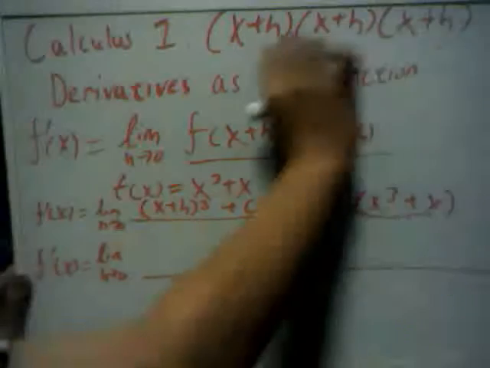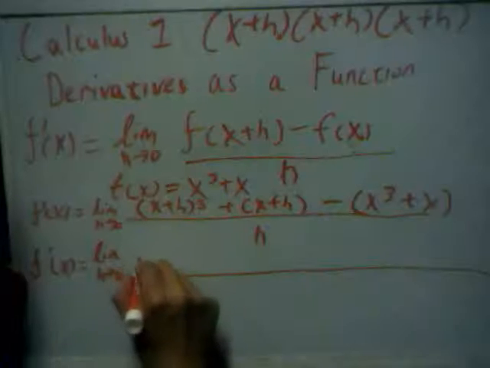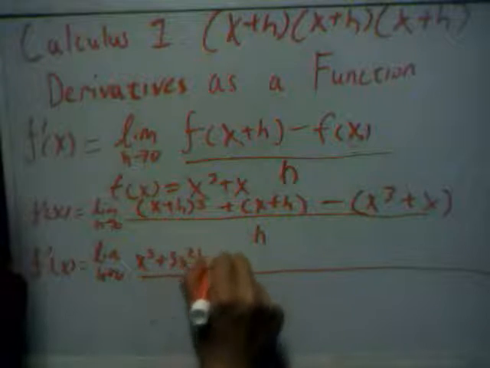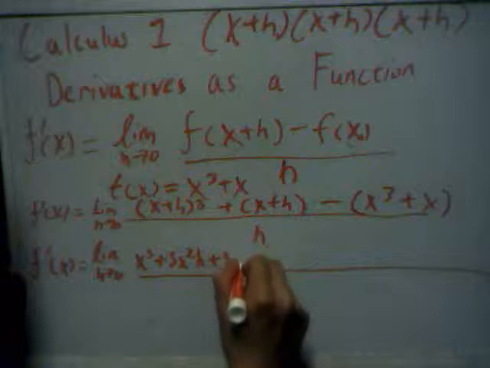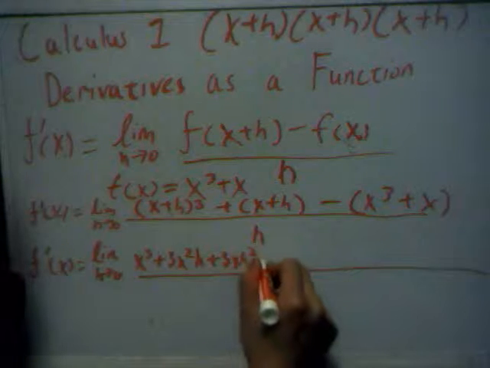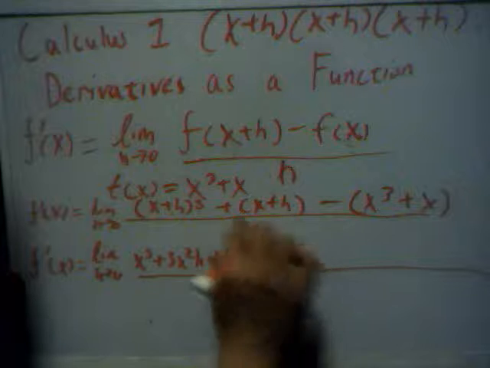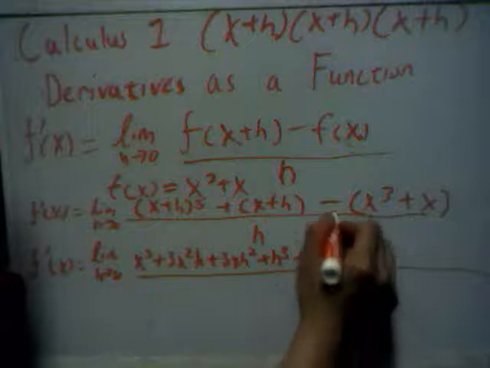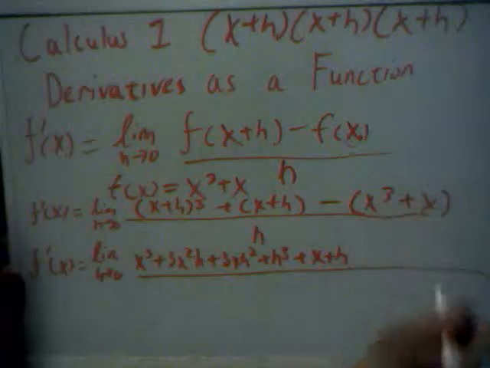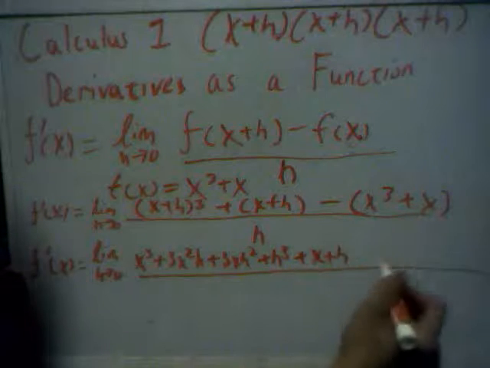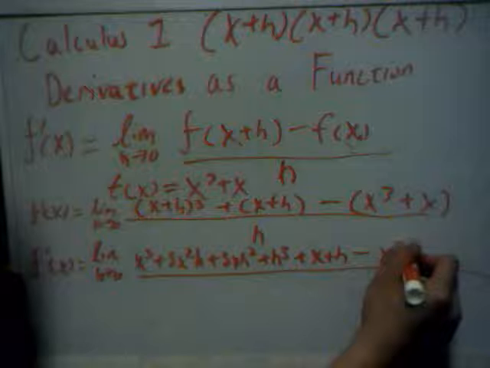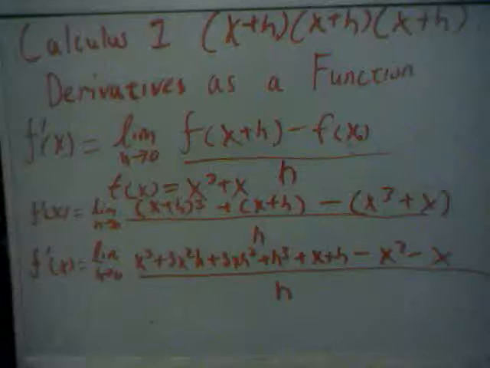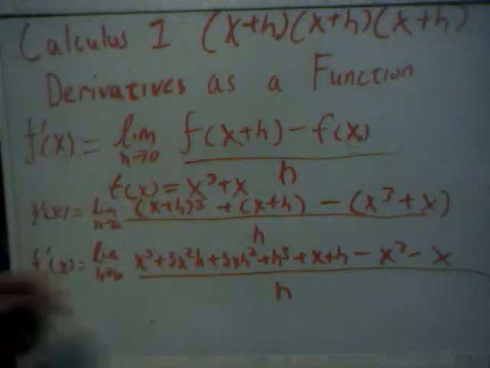If you multiply this entire thing out, you should have gotten x cubed plus 3x squared h plus 3xh squared plus h cubed, now plus x plus h, and minus (x cubed plus x). Now of course the negative distributes out, so that becomes negative x cubed minus x, all over h. And again, it just seems I made this equation more complicated.